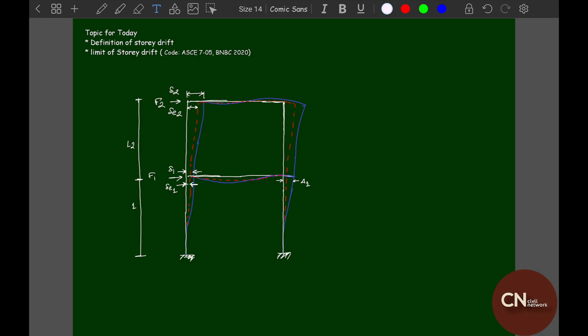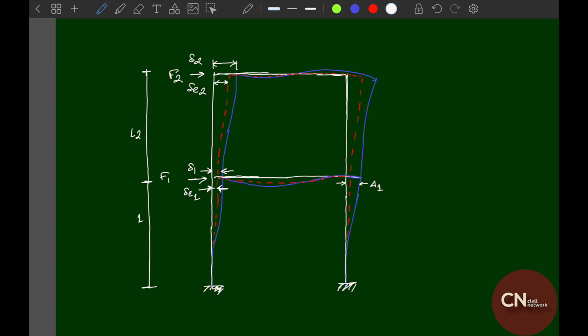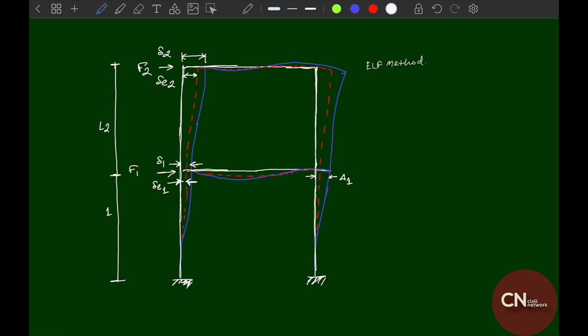Now, at first, let's discuss the definition of the story drift. Here we can see that it is a frame. Let's just say that it's a building frame and we have applied the lateral forces F1 and F2. These forces will be determined by the ELF method, the equivalent lateral force method. We should note that from the ELF method we get the elastic level design forces, and if these two lateral forces act on the structure, it will be deformed like here and there will be some displacement.